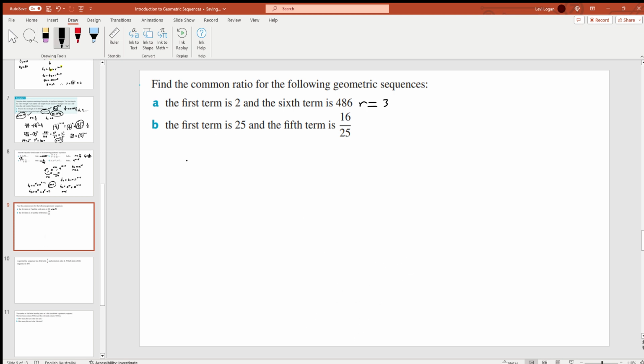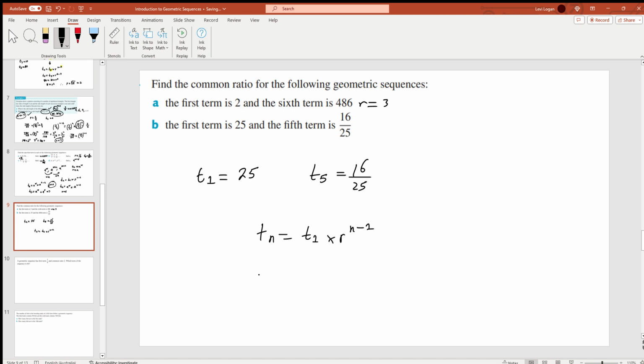And let's do question B. So it's the exact same as the previous question. So t of 1 is 25 in this case, and they've given us the fifth term is 16 over 25. So what I'm expecting is an r less than 1 because you can see the numbers decreased. It's gotten very small over time. So we have t of n equals t of 1 times by r to the n minus 1.